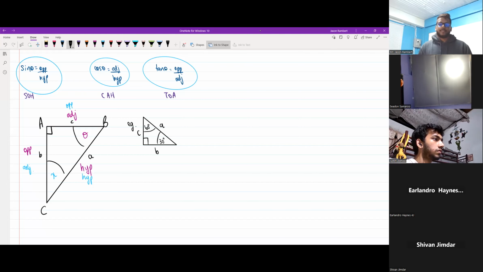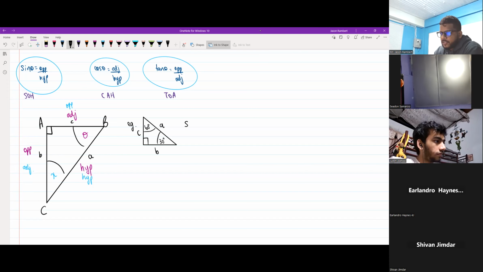Change our plans. If I use 60 degrees, what's going to be my opposite? B. B, because B is opposite 60 degrees. Again, A is my hypotenuse, and C is going to be my adjacent. So I'm going to complete the three trig ratios, firstly using 30 degrees, secondly using 60 degrees. All right?